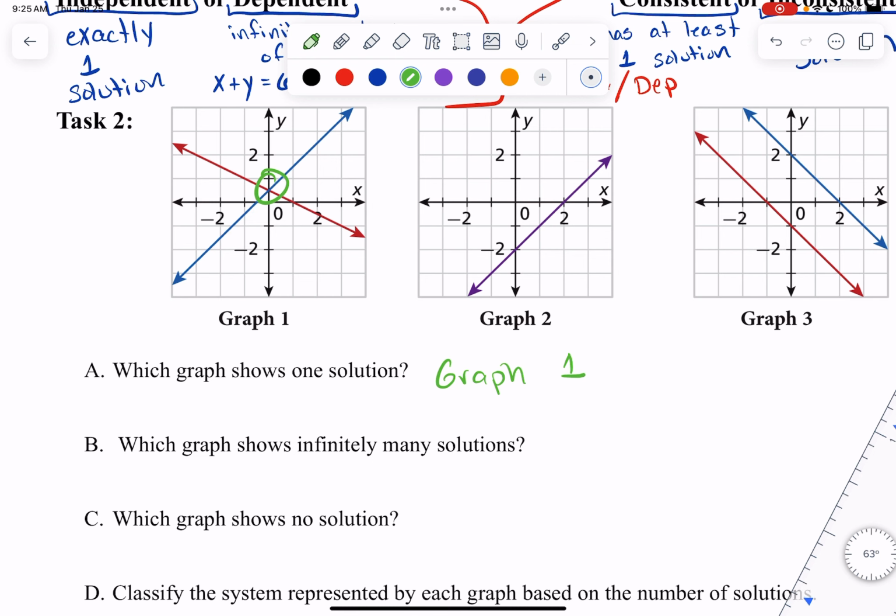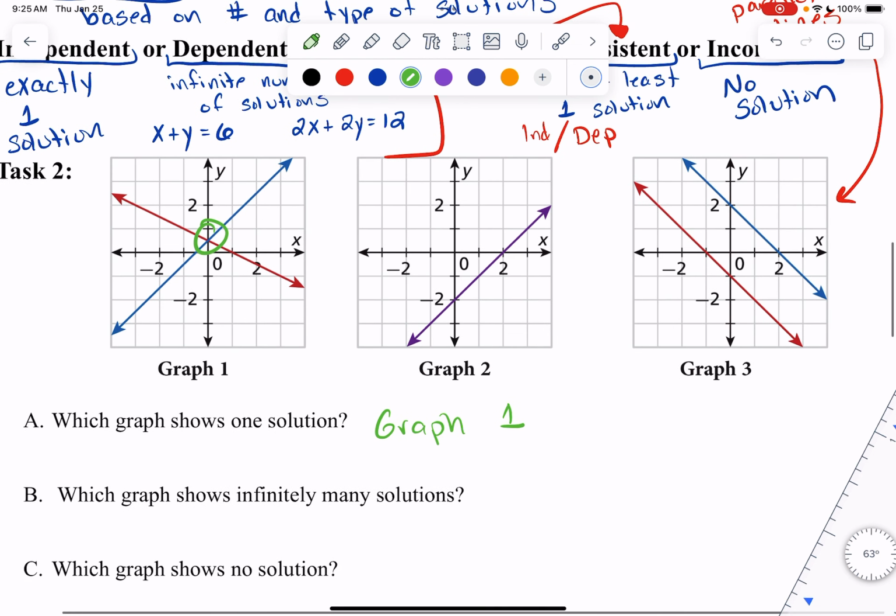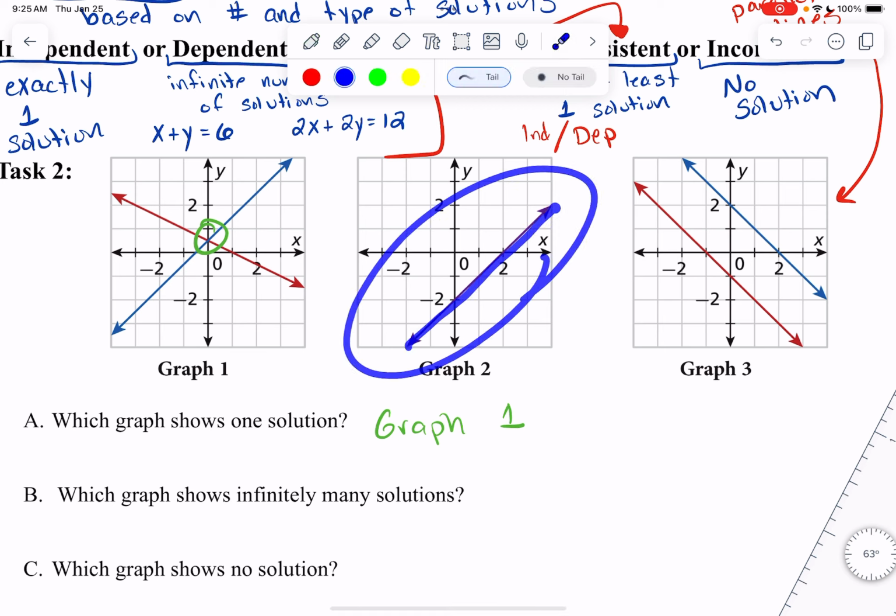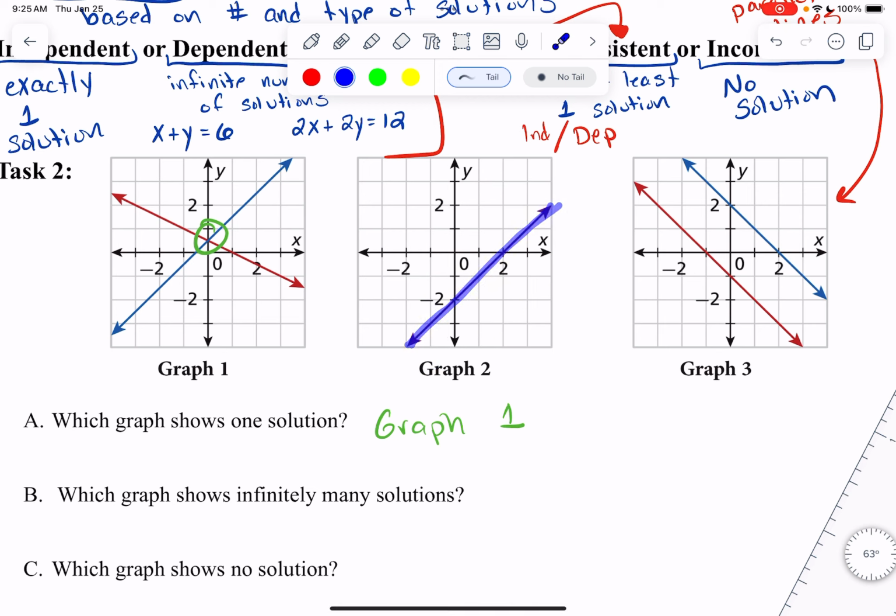Which graph shows infinitely many? Well, it's not graph 1 because we decided that one only has one solution. This one, if you notice the line is purple, because this is actually an overlap of the red and the blue line, and red and blue make purple. I think it's kind of fun how they did that. So graph 2 has infinitely many solutions.